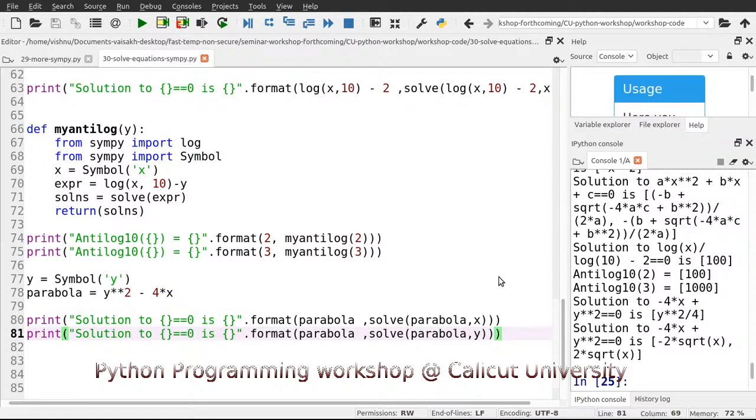So even a system of equations can also be solved. So solving a system of equations essentially means that we are trying to solve two equations at a time. So inside solve, we can put two equations at a time. That's quite possible.